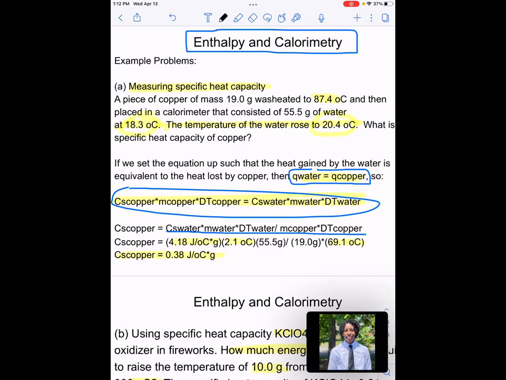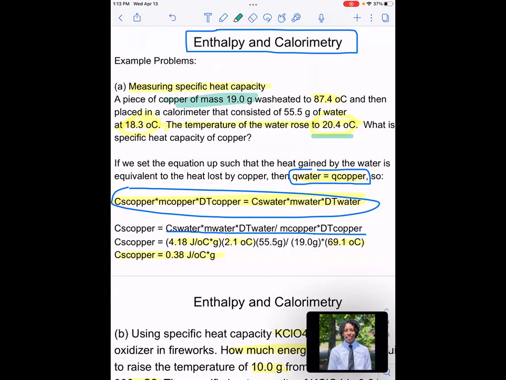So here's the thing, right? When you add in the copper that you've heated, and it's 87.4 degrees, when it hits that water, it's going to equilibrate to the temperature of the water, which is 18.3. And then the water is going to also cause the temperature of the water to go up, and that's where the 20.4 comes in. But as you leave it, it really is going to equilibrate back down to 18.3.